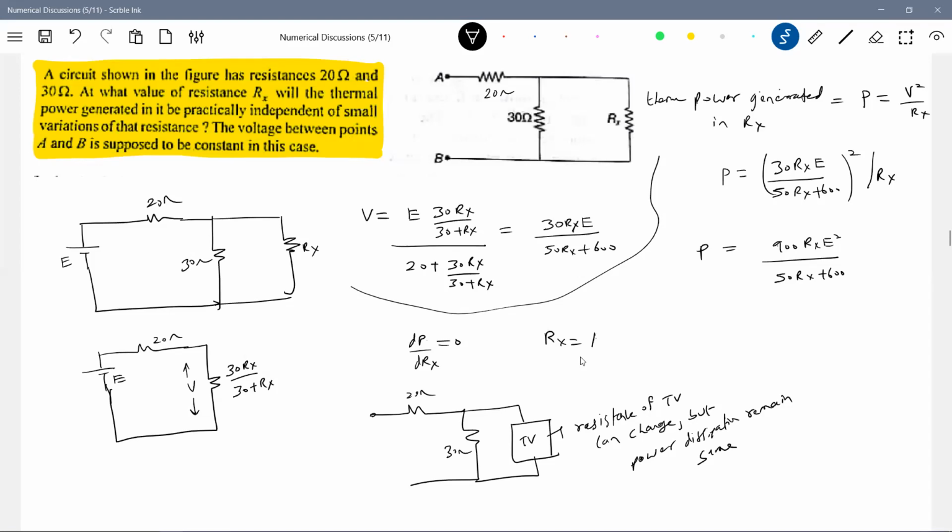This I have answered 12 ohm. Check it, solve it. Sir, Rx is 12 ohm. Okay, you are able to solve. Is it confirmed? 12? Yes, sir. Okay, good. I think this is very important, one of the best problems.